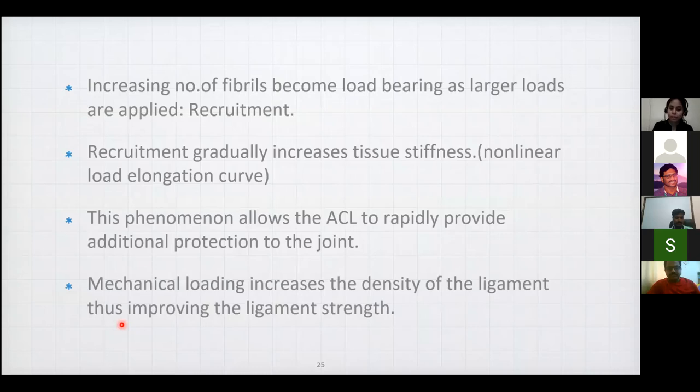Mechanical loading increases the density of the ligament, thus improving the ligament strength. So in many studies done on marathon runners and athletes who are constantly exposed to mechanical loading, the ACL density is more. The ACL is thicker than in a person who has a sedentary lifestyle.